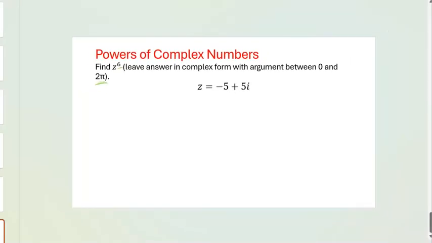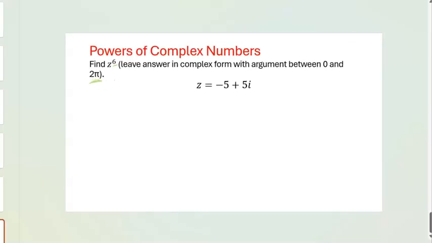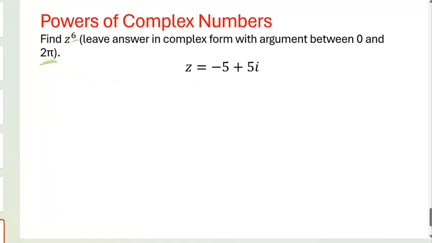Leave answer in complex form with argument between 0 and 2 pi. Okay, so what are the steps here? Convert, and then use DeMoivre's theorem, my third formula. So here's how I convert.